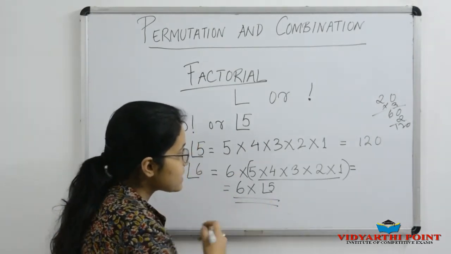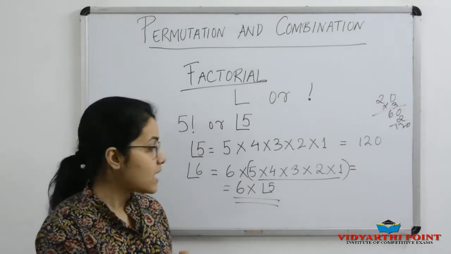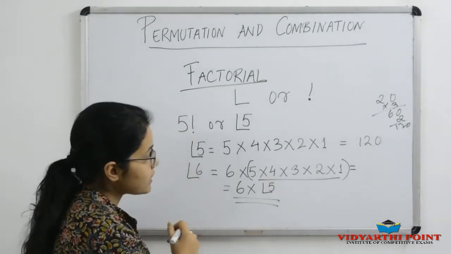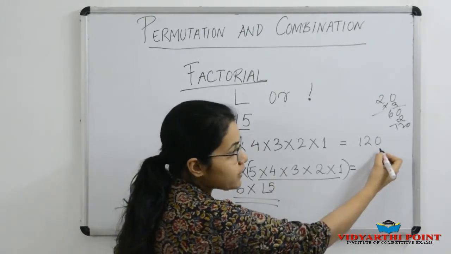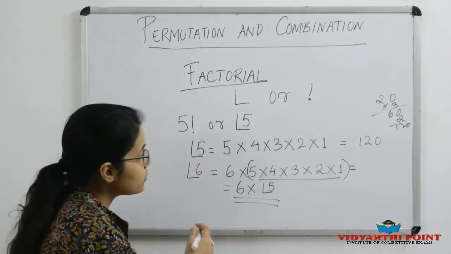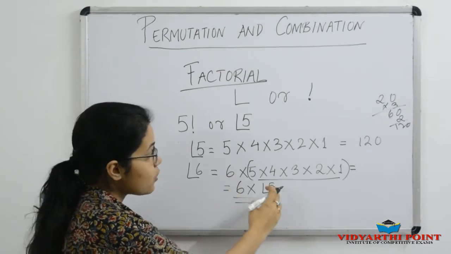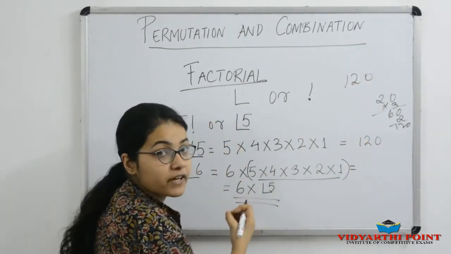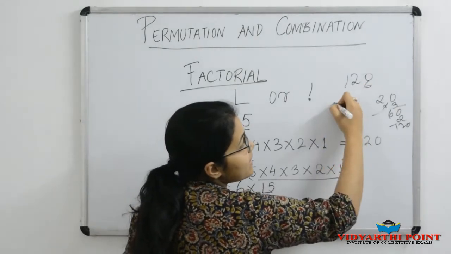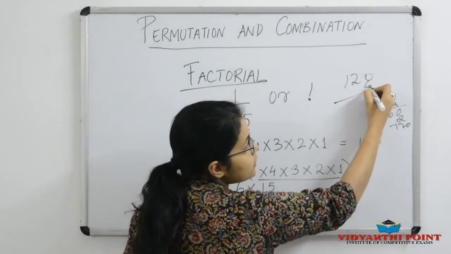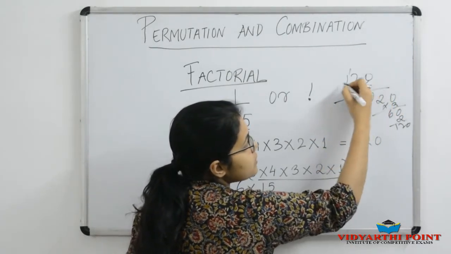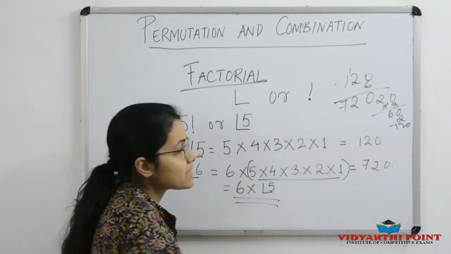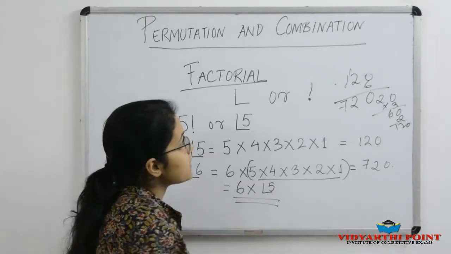This part is important in solving questions. Now, here we can find the value of factorial 6. We know the value of factorial 5 is 120. Now, let us multiply 6 with the value of factorial 5. That is, 120 was the value of factorial 5. We will multiply 6. 6 times 0 is 0, 6 times 2 is 12, 6 times 1 is 6, plus 1 is 7. So, the value of factorial 6 will be 720.